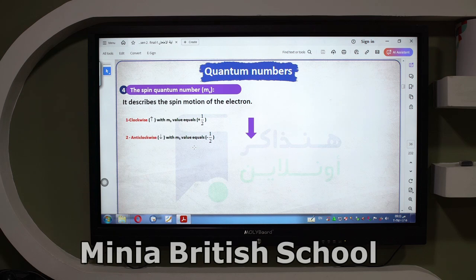Number 4, the spin quantum number, ms. It describes the spin motion of the electron. As we know, an electron has a negative charge, so if we have 2 electrons in the same orbital, there is a repulsion force between the negative charges. But in the atom model, we have 2 electrons in the same orbital, so one of them moves in a clockwise direction and the other moves anti-clockwise. So one takes the value positive half and the other takes the value negative half. The first electron in the orbital is positive half, and the second electron in the same orbital is negative half.